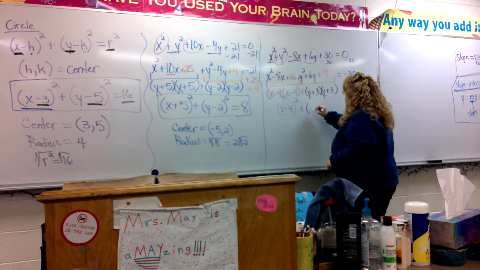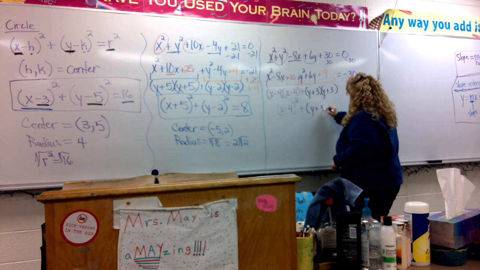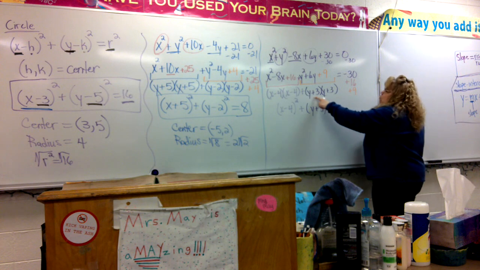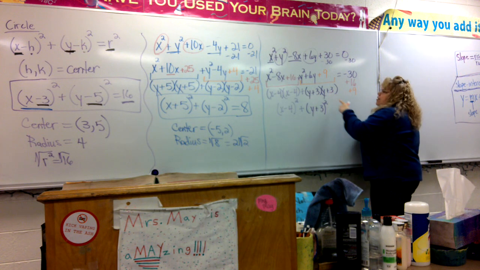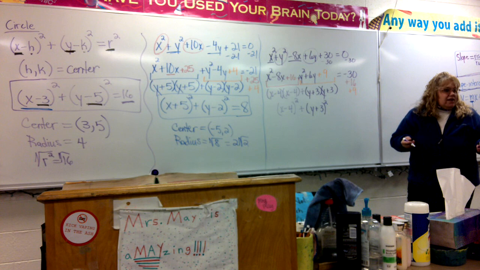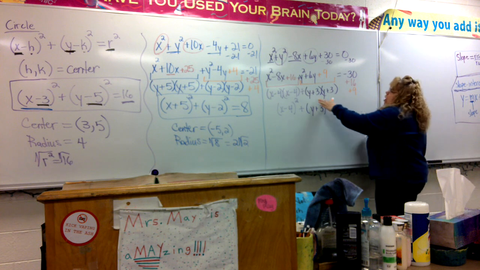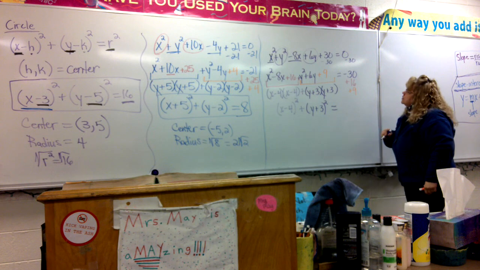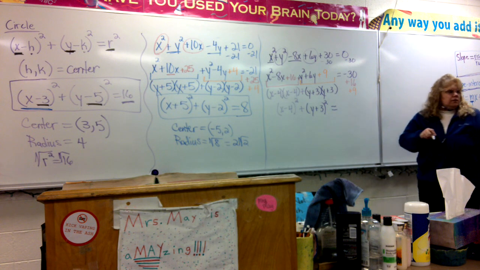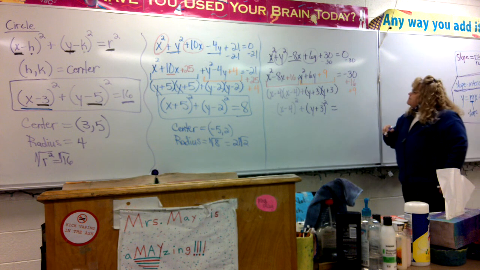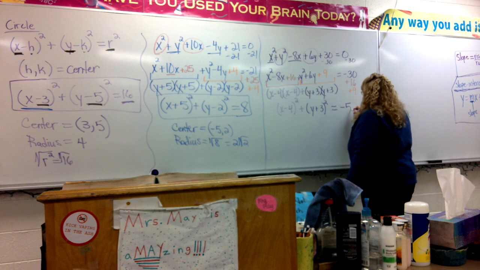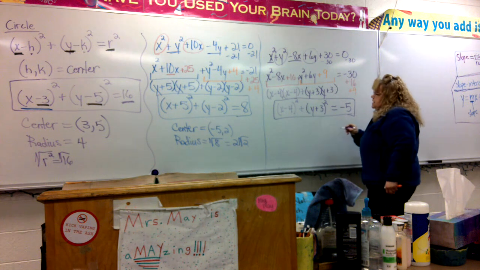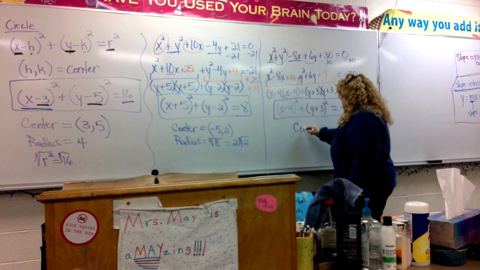So that would be, and remember, when you factor these, they should always be the same. That's what completing the square is. So y plus 3 all squared equals 5. Yeah. So there's our equation. What would the center be? 4, -3.